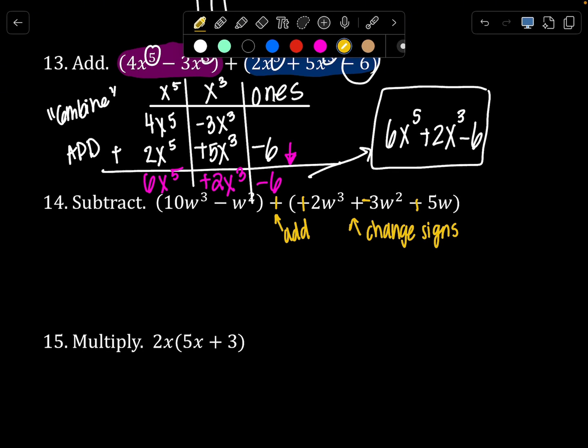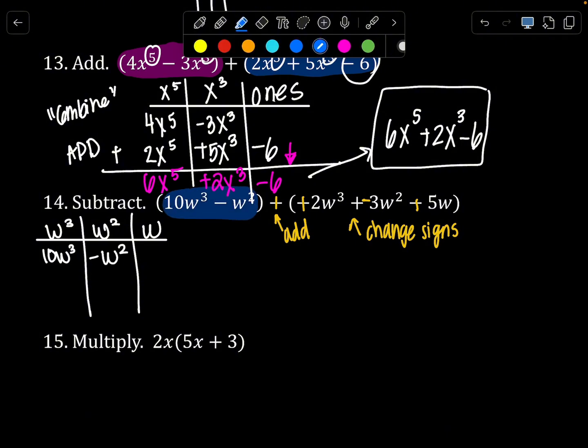Okay, sweet. So now we're going to go ahead and do our columns. I'm really good at doing my drawers. Setting it up, x to the power of 3, x squared. Oh, these are w's, right? W to the power of 3, w squared, and I think just w. Organize them, okay? Make sure you're writing this down. So you get 10w to the power of 3 minus w squared.